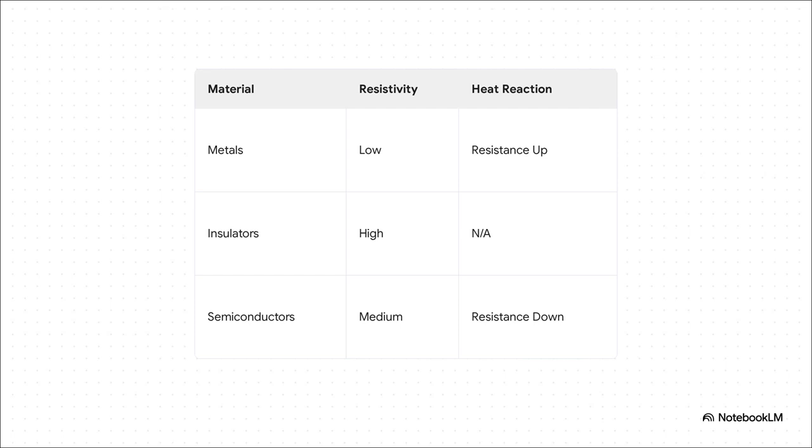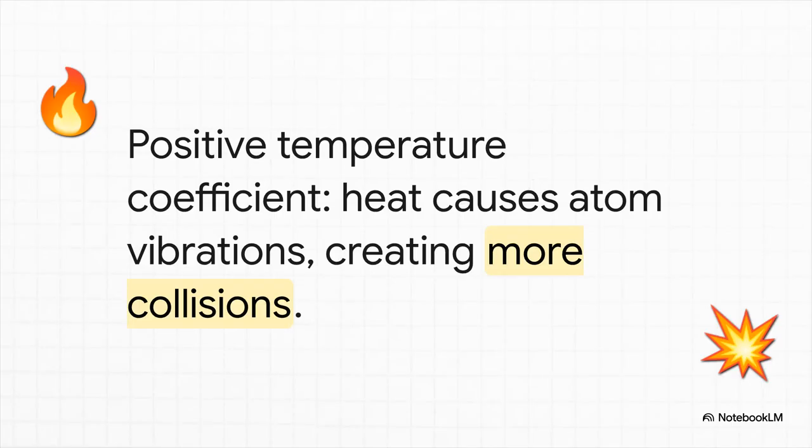But look at the far right. This is the really fascinating part. When you apply heat, these materials react differently. Metals actually become worse conductors as they heat up, while semiconductors uniquely become better conductors as temperatures rise. It's a total game changer. Let's see how this builds on our pinball analogy from earlier.